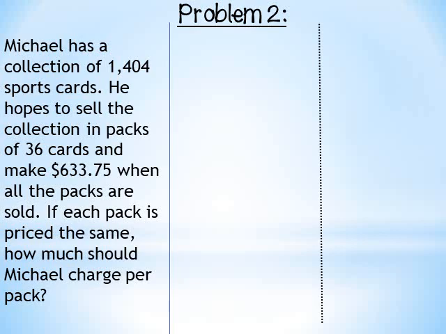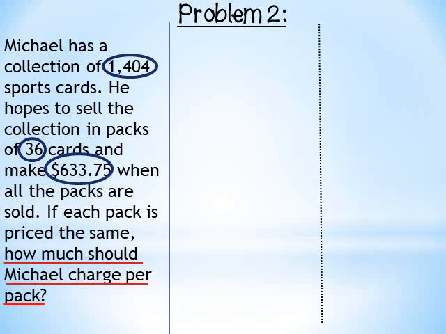So we know that Michael has sports cards. He actually has 1,404 sports cards, and he wants to put them in bundles of 36. So we already know that he's got a big number, which is our total, and he's going to break it down into smaller sections. That's a division problem. And then after he figures out how many sets of cards he has, he wants to make a total of $633.75. Again, that's another total, which is going to create another division problem. So we have 2 division problems that we're dealing with.